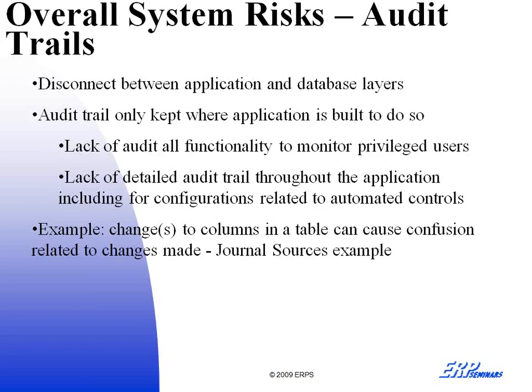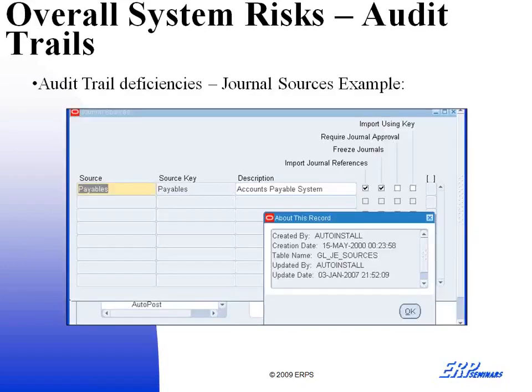Inherently built into the application, there is no detailed audit trail of changes being made to those configurations. So the example I'm going to go through here is the journal sources form. Journal sources is a critical configuration, a critical setup related to the journal approval process, which a lot of organizations have implemented to automate their journal entry and approval process within eBusiness Suite. So this is the journal entry form.